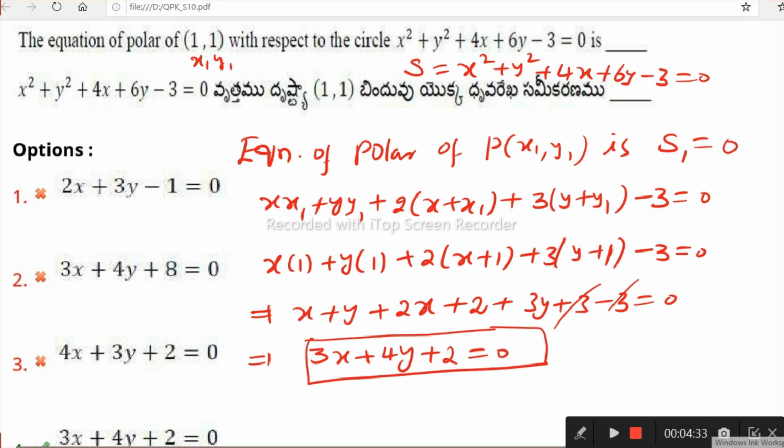That's it. That is given in which option? It is given as the fourth option. 3x plus 4y plus 2 is given as the fourth option, right? So this is the solution for this question. So simple, you know. Okay, S1 is equal to 0 and just know the formula, right? So now look forward to the next question.